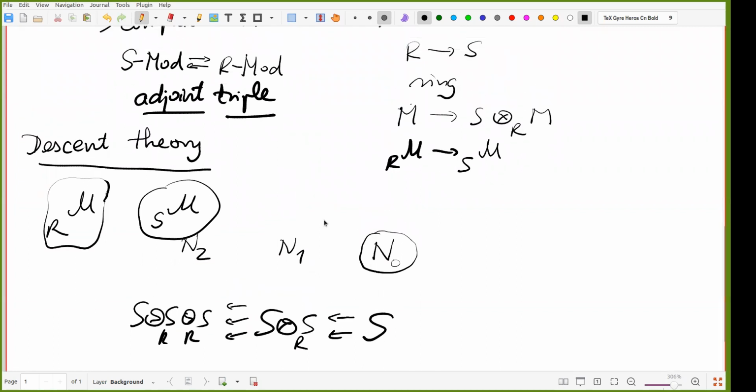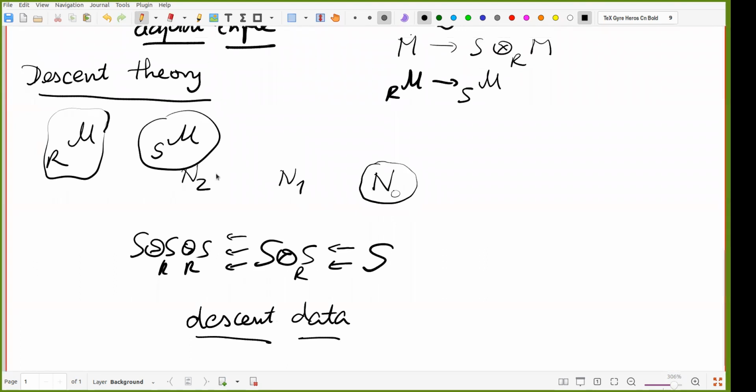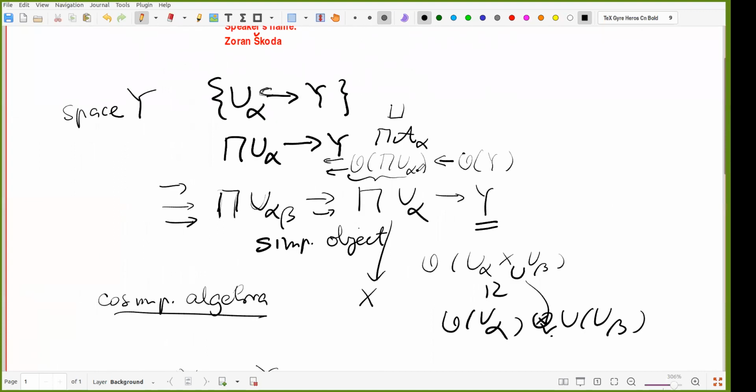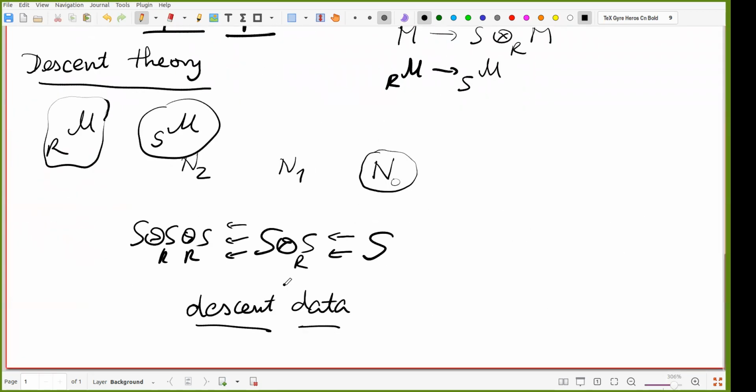This isomorphism is a part of data, and then you create so-called descent data. They make a category, and this category is, in good cases, under some assumptions on this homomorphism from R to S, basically saying that you have some sort of covering condition in the classical case. Here it is more complicated in the non-commutative case. And then you will be able to reconstruct the modules over R.